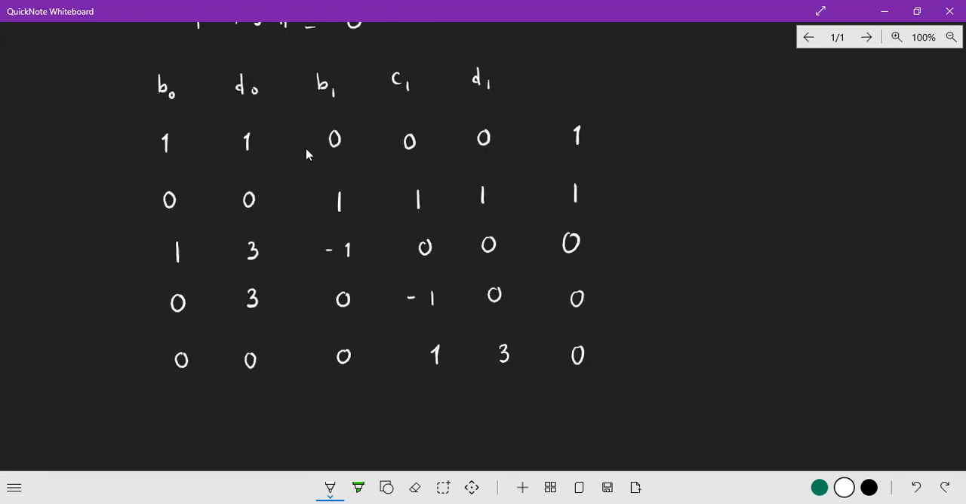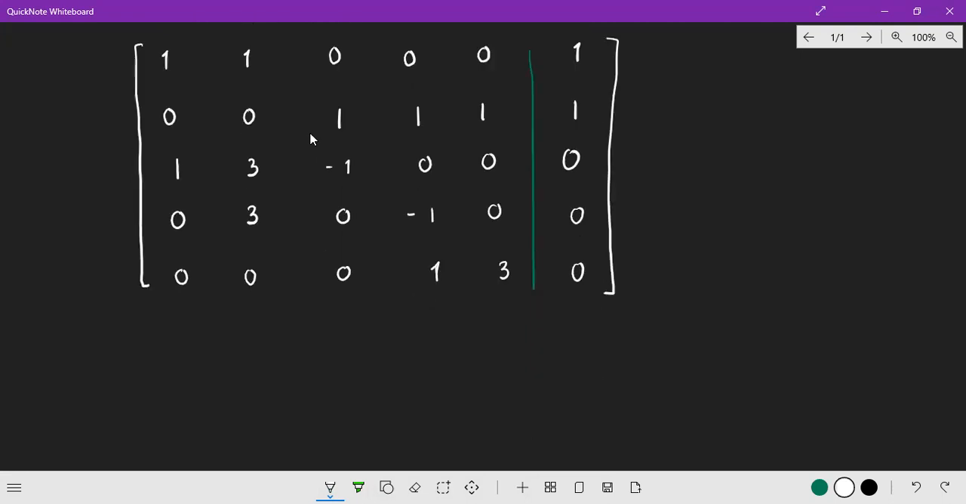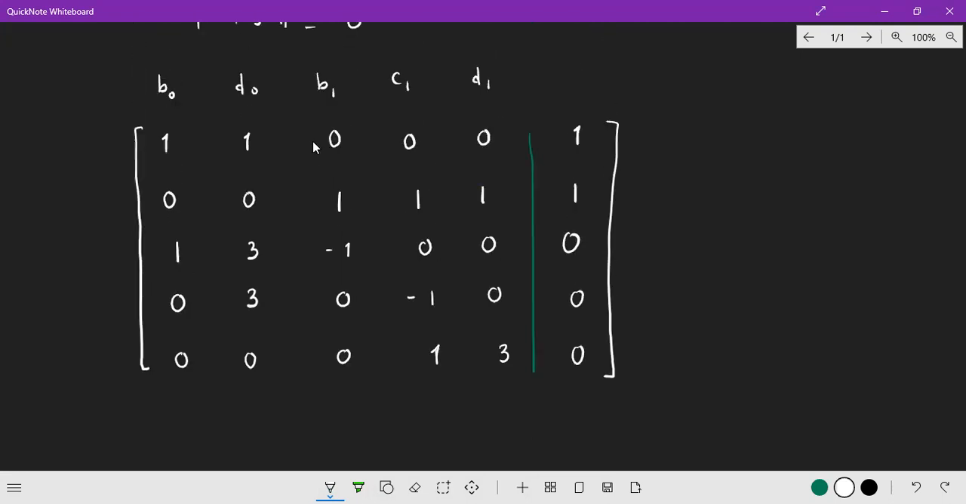Okay, so now this is the matrix I've formed. Okay, this is the matrix for the 5 unknowns. So I formed what I call an augmented matrix. I'm just separating this from the constants. Now I'm going to use the Gauss elimination method.